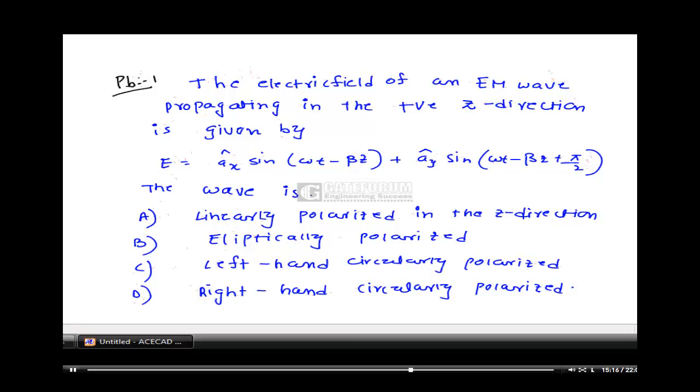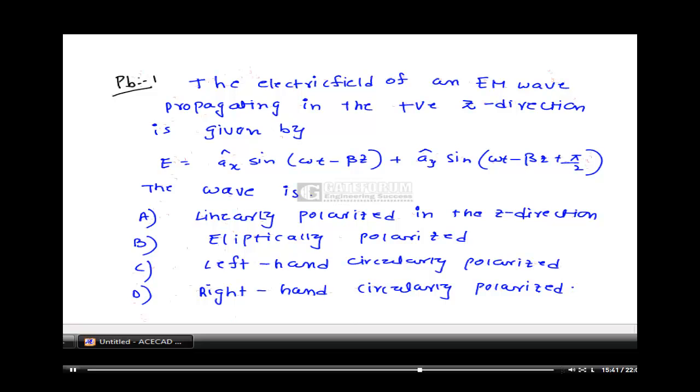So the solution to this problem: here the electric field is given. E is equal to ax bar sin(omega t minus beta z) plus ay bar sin(omega t minus beta z plus pi by 2). So if you observe this with the standard E, because the wave is propagating in z direction.